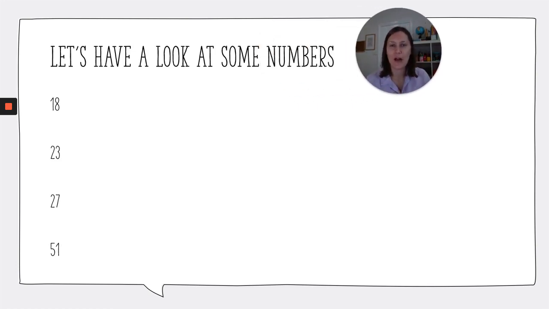Let's see. I want you to pause the video in a moment and write down these numbers: 18, 23, 27, and 51. And then I want you to try and work out how you can break these numbers up into equal groups. In other words, what the factors of these numbers might be. And I want you to see whether you think they are prime or composite. So pause the video now, come back and press play once you've made a decision about whether you think each number is prime or composite.